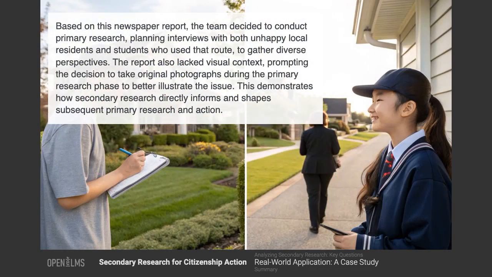Based on this newspaper report, the team decided to conduct primary research, planning interviews with both unhappy local residents and students who used that route to gather diverse perspectives. The report also lacked visual context, prompting the decision to take original photographs during the primary research phase to better illustrate the issue. This demonstrates how secondary research directly informs and shapes subsequent primary research and action.